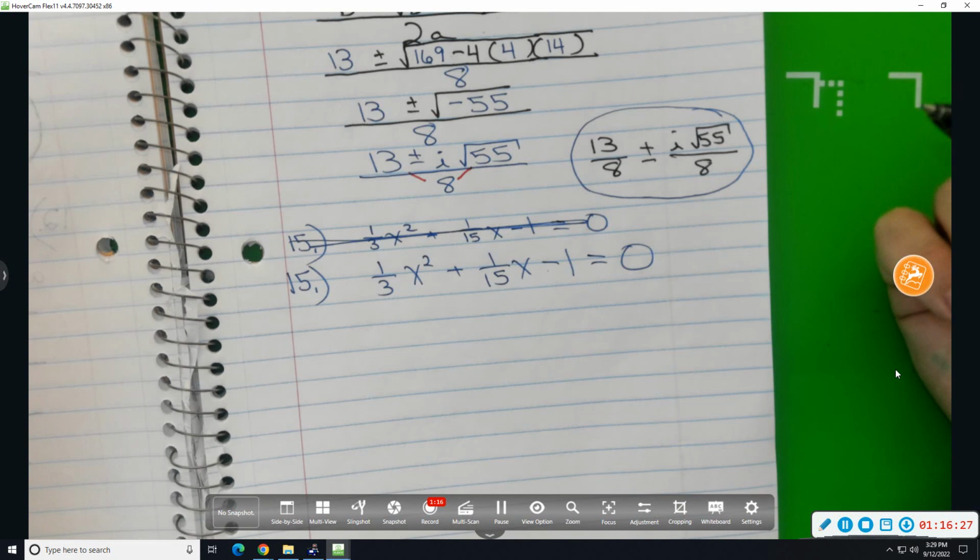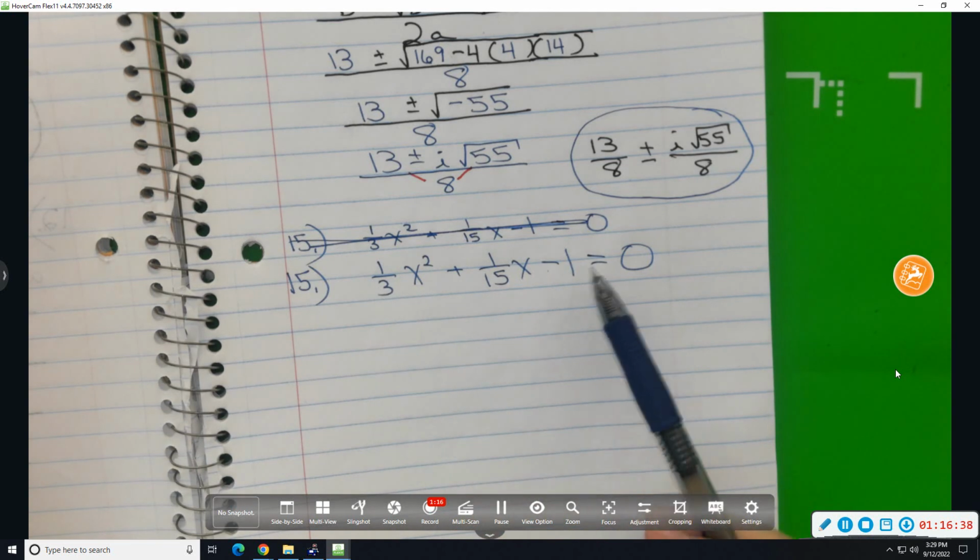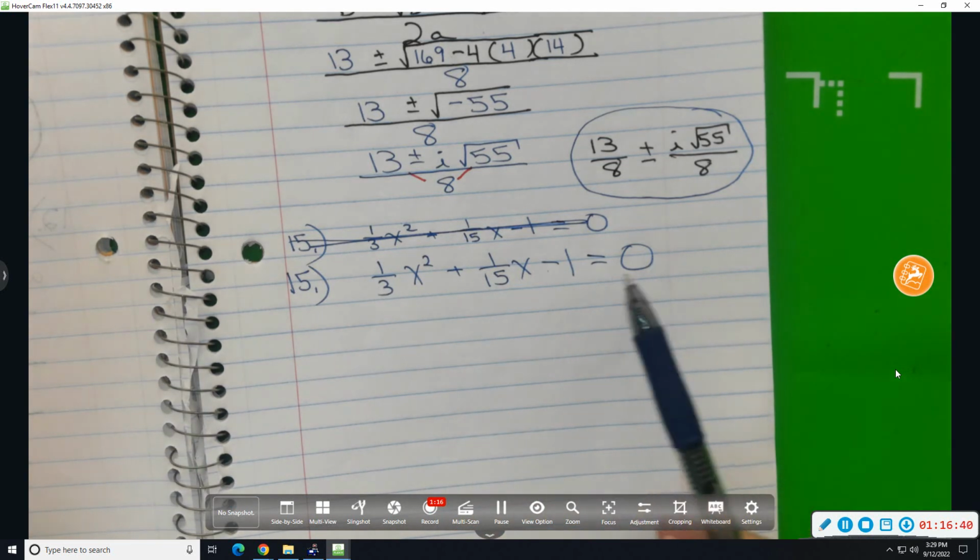In previous math classes, you would have learned that you can multiply both sides of an equation by anything you want except for 0. You can't decide, I'm going to multiply everything by 0, because you turn everything into 0 equals 0. You can't multiply both sides by 0, but you can multiply both sides by any other number you want to.